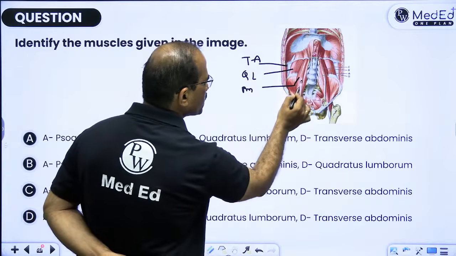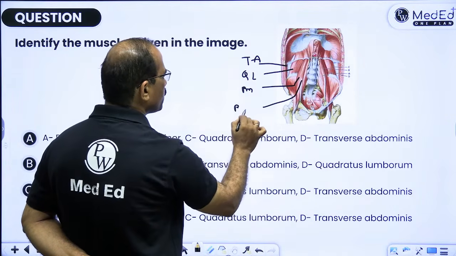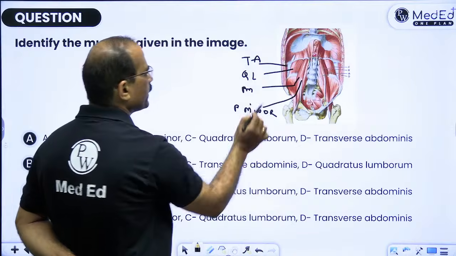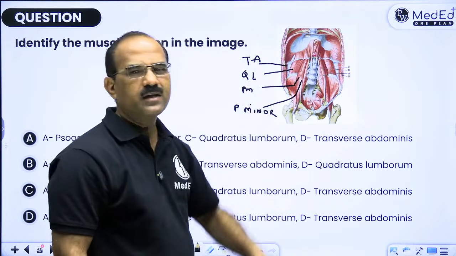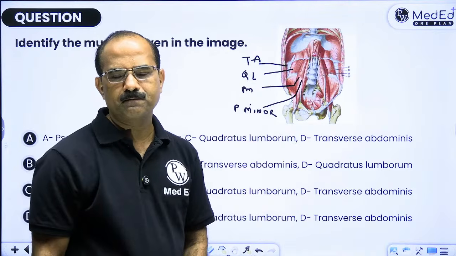And this small muscle you see on the psoas major, that's psoas minor. This big muscle is psoas major. The muscle that you see on top of psoas major, that's psoas minor.